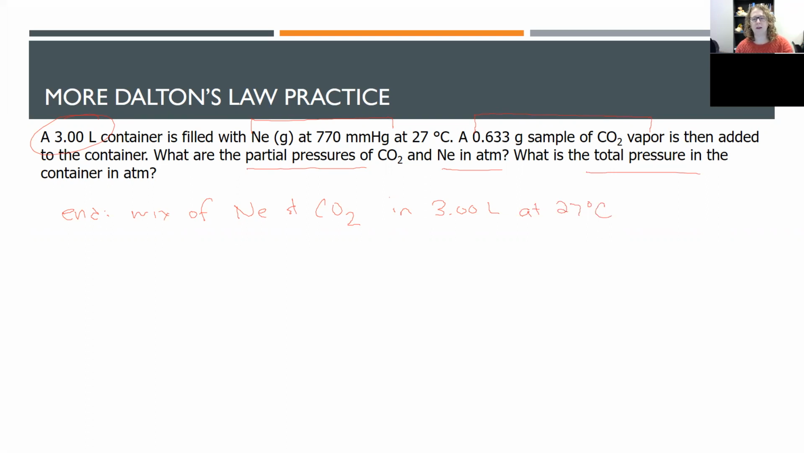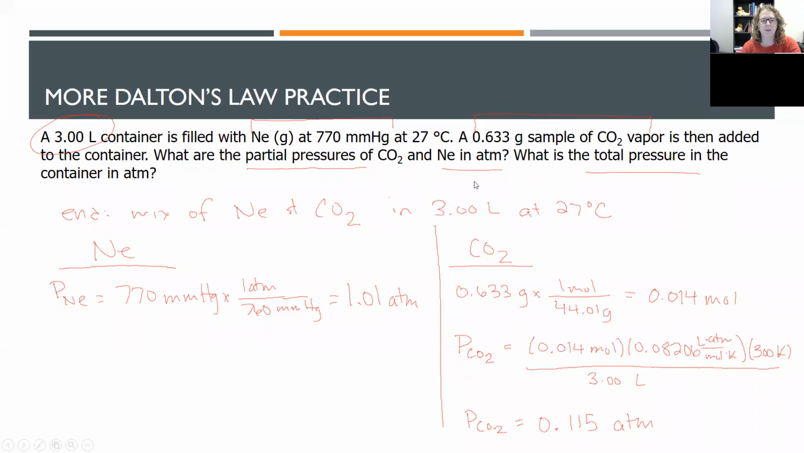Take a moment and see if you can use any of the strategies in our previous problems to start figuring out how much neon or how much CO2 and then the partial pressures. So after perusing this problem, I hope you found that the way that this problem is written, the neon was in the container at the beginning. So this 770 millimeters of Hg is just the pressure of neon. So I can just use that number and say, that's the partial pressure of neon. And I want to convert it to atmosphere, so I have it for later.